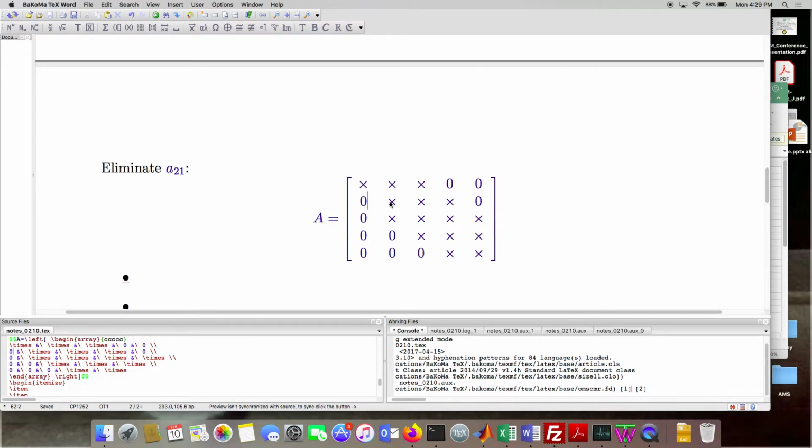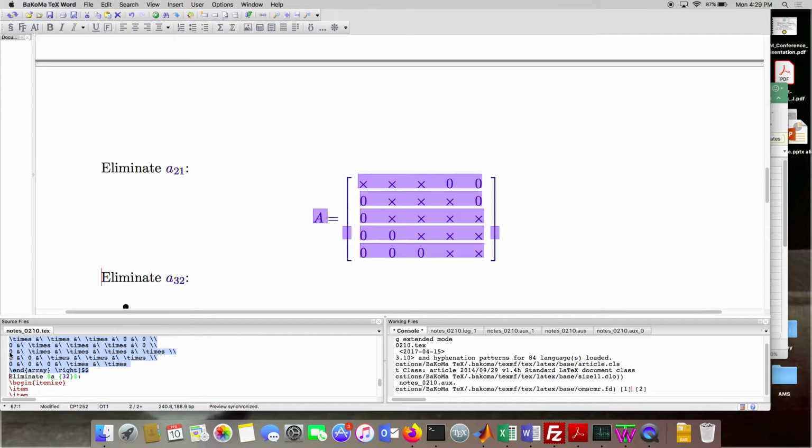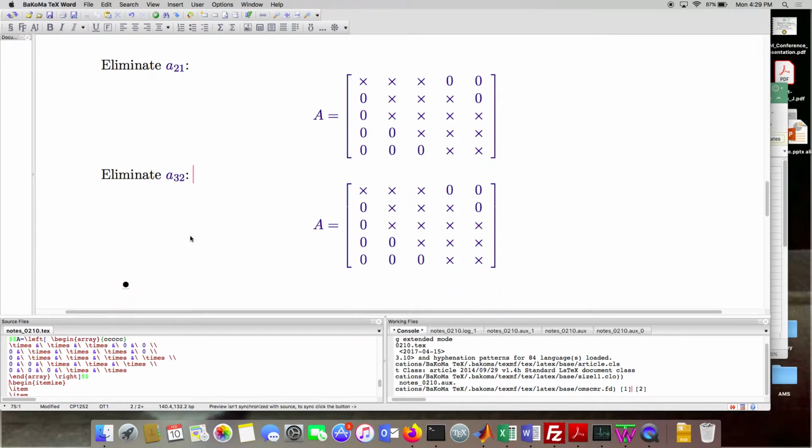Now I move to the second column. Here's a diagonal entry. Again, only one entry below that I need to eliminate. So I'm going to take some multiple of this row and subtract it from this one. And again, it's not going to do any damage, if you will, in terms of introducing new non-zero entries. So, okay, eliminate A_32. All right, so now the row 3, column 2 entry is made 0, and nothing else is messed up.